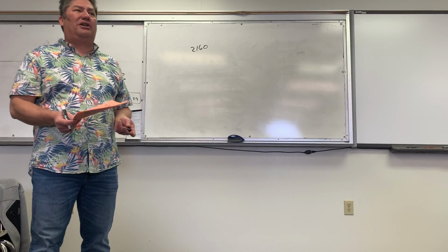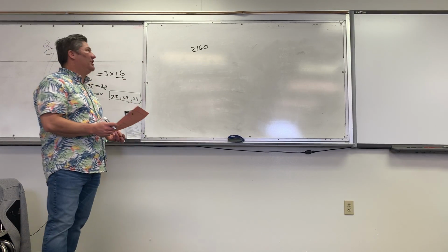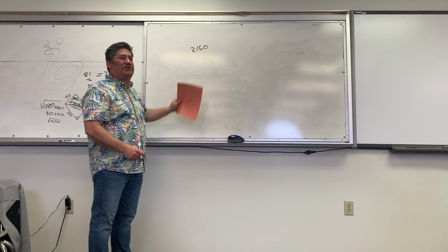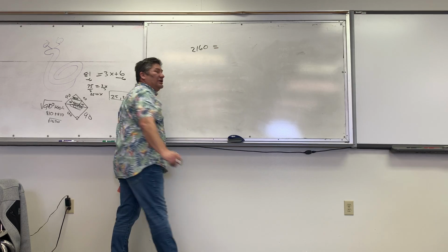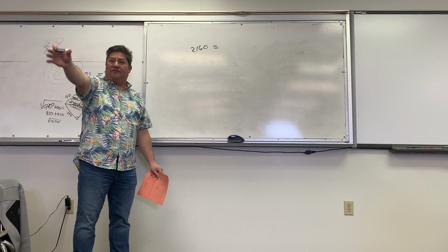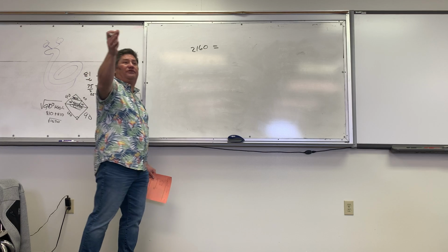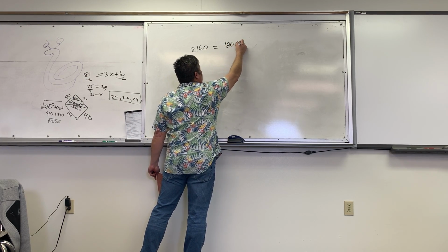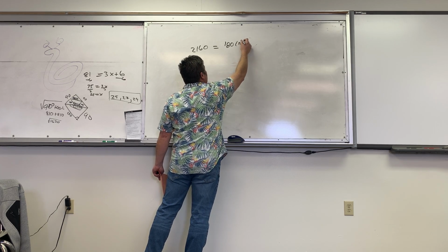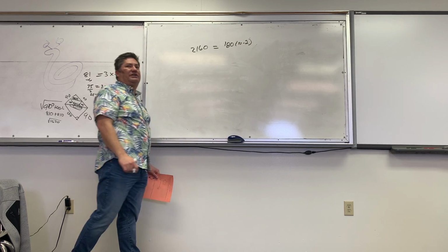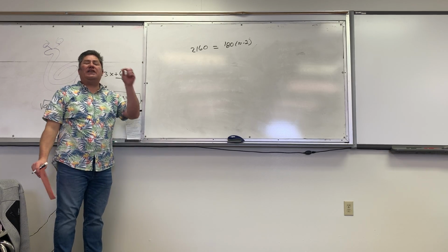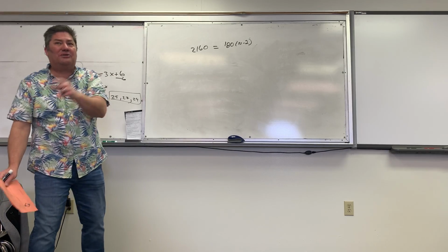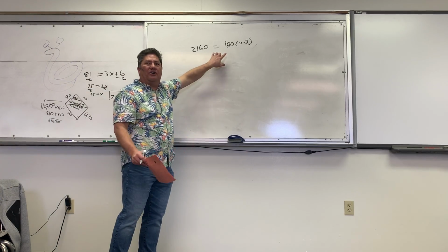Tell me how many sides are in the polygon. 2160 is the sum of the angles. How do I set up the equation? You want to look in your notes and find the formula for the sum of the interior angles. What is the formula? 180 times n minus 2, divided by n? I think it's just 180 times n minus 2. Yeah. Now if I want each individual angle, I will divide by n.